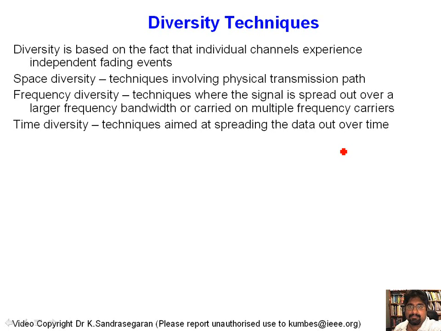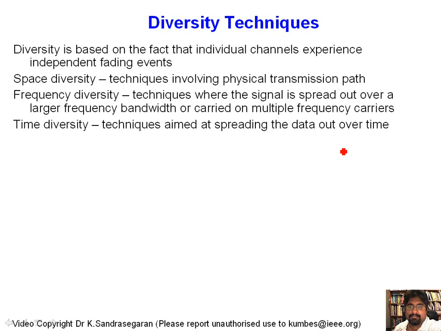The other possibility is, instead of separating them in space, you can also have frequency diversity, where you might use one carrier frequency for one transmission and another carrier frequency for another transmission. So here you have frequency diversity. There's also time diversity.